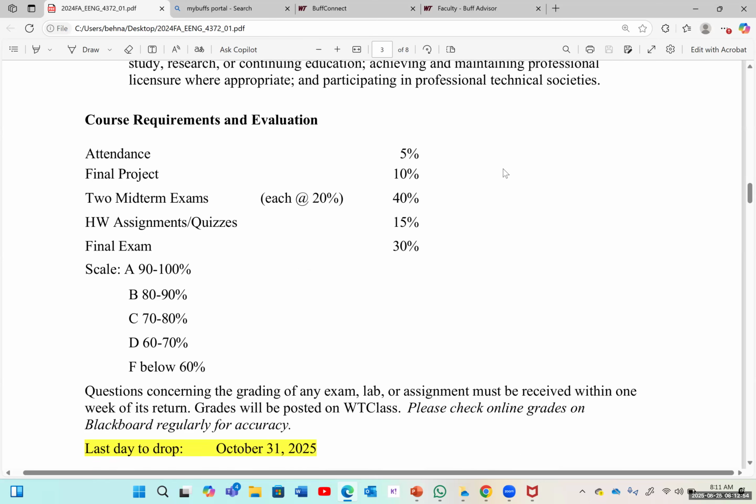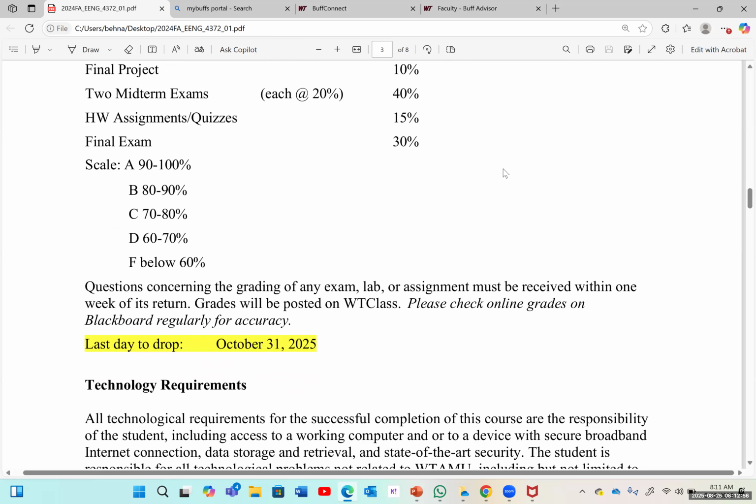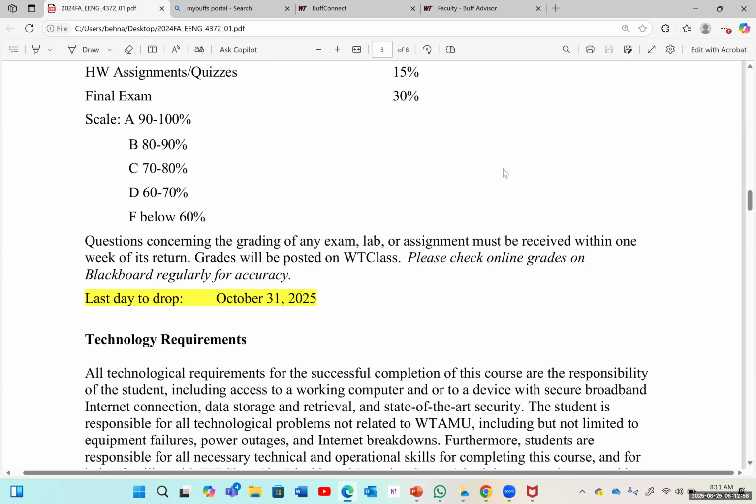And the scale: A is 90 to 100%, B is 80 to 90, C is 70 to 80. I think D is 60 to 70, and below 60% is F, failed for this class. The last day to drop the class is October 31st. I have to double check the calendar again.